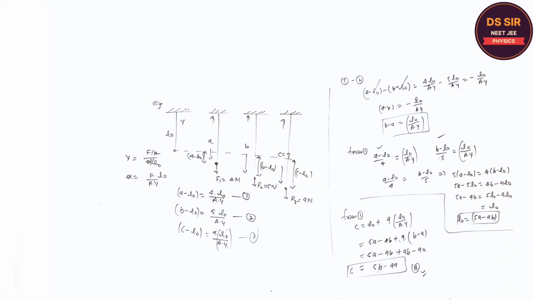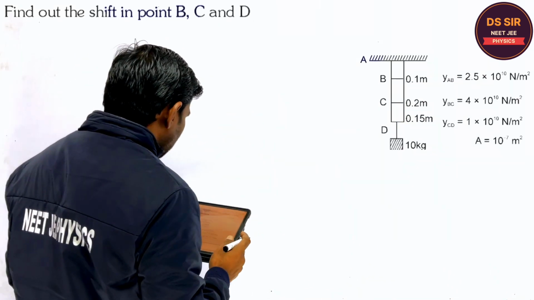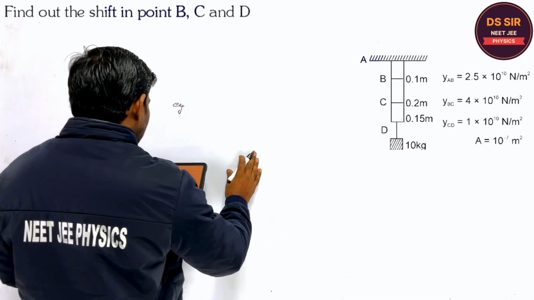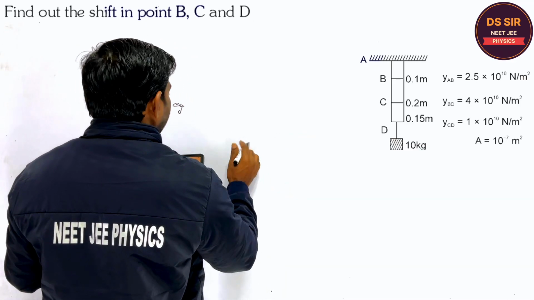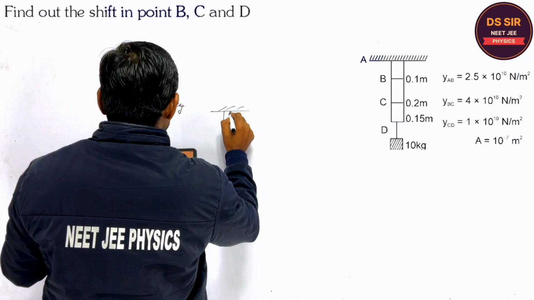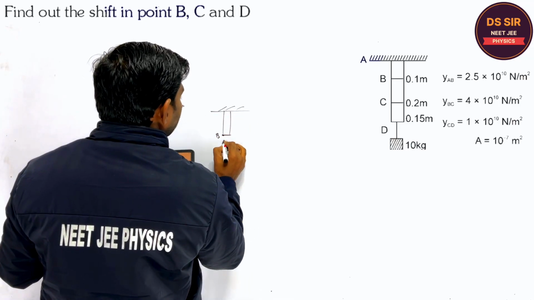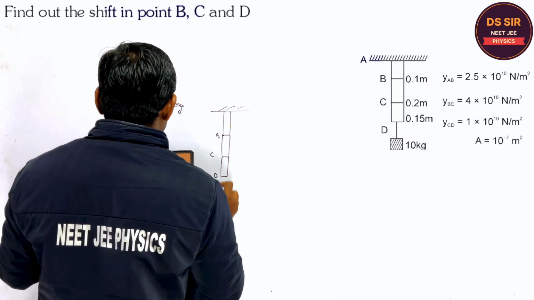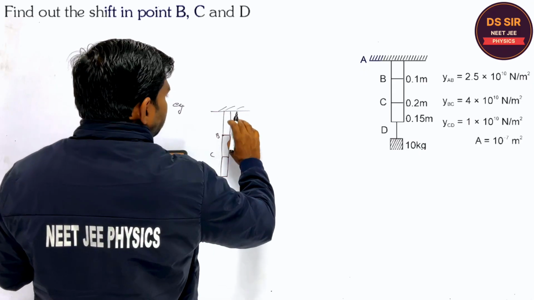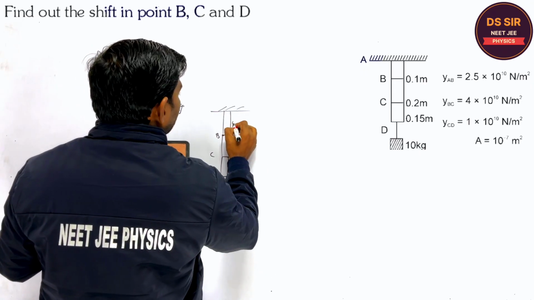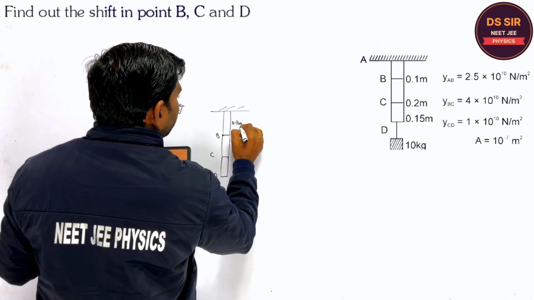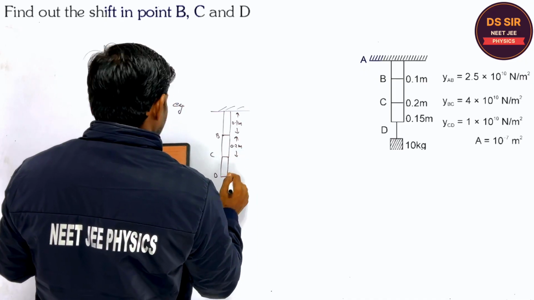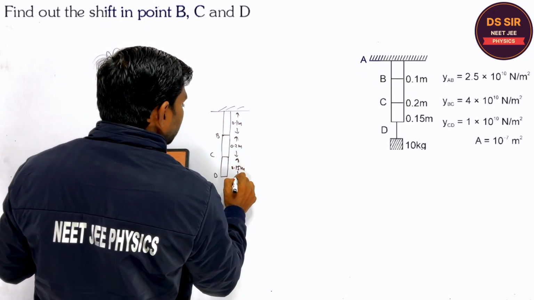Copy this. So read this question. In this question, you have to find out the shift in the points B, C, D when a load of 10 kg is applied. Suppose this is the initial length. This is the point B, this is the point C, and this is the point D. What is given, although there is a printed mistake in the figure: this is 0.1 meter. It is given as 0.2 meter, the length of this portion, and 0.15 meter. Is it clear or not?